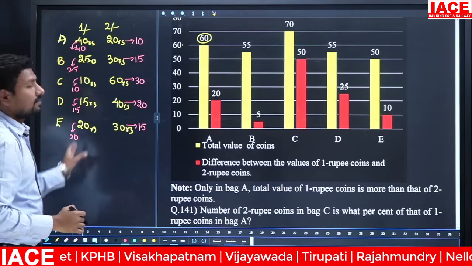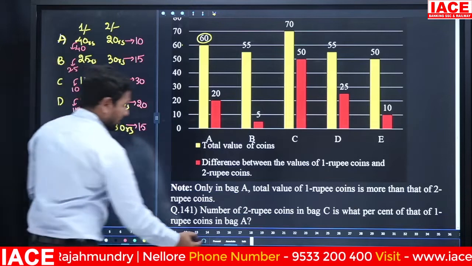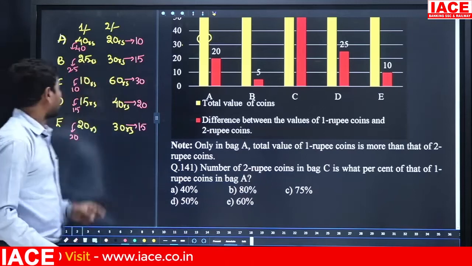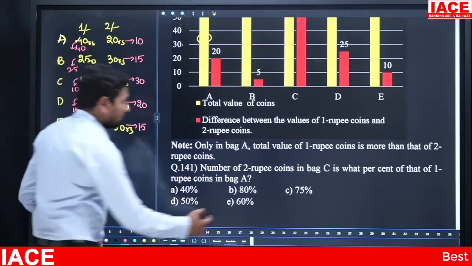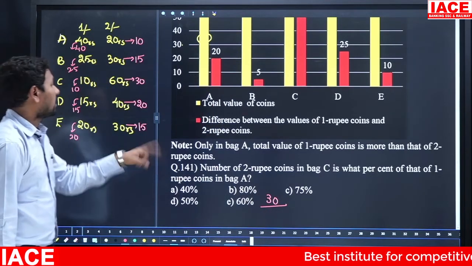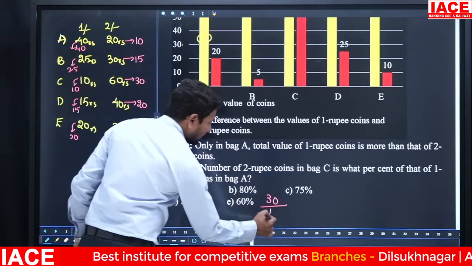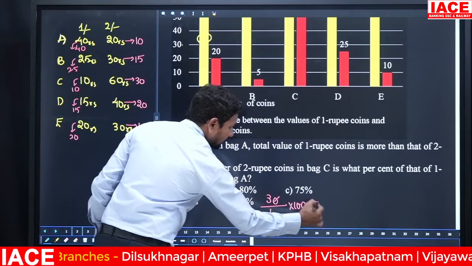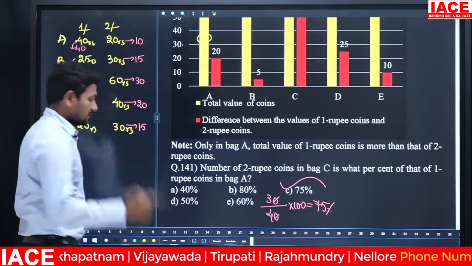Now once you have the tables of number of coins and value, you can easily calculate the questions we have. Look at the first one. The number of 2 rupee coins in bag C is what percentage of the number of 1 rupee coins in bag A? Number of 2 rupee coins in bag C is 30. 1 rupee coins in bag A is how much? 40. 30 by 40 into 100, which is nothing but 3 by 4. 3 by 4 is equal to how much percentage? 75%. Option C.